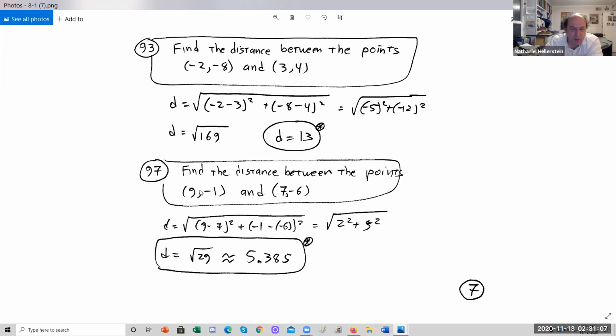Find the distance between the points (9, -1) and (7, -6). Okay, square root of sum of squares of differences. 9 minus 7 here, -1 minus -6 here. So that'll be 2 squared plus 5 squared, that's 4 plus 25 is 29. So the distance is the square root of 29, but since 29 is not a square, this will be an irrational. Approximately 5.385, but the expansion goes on endlessly.